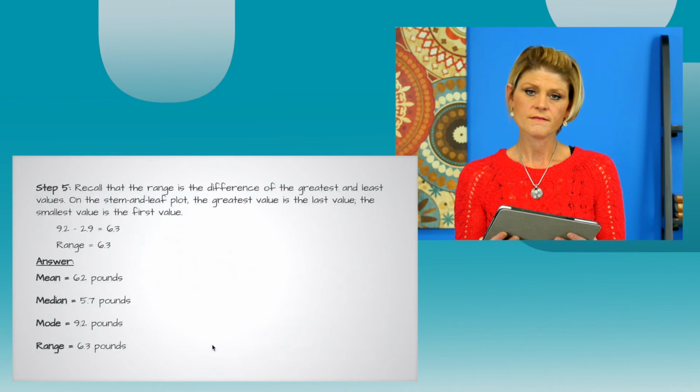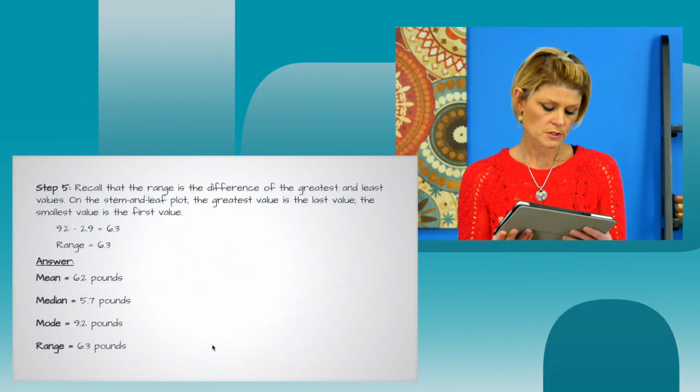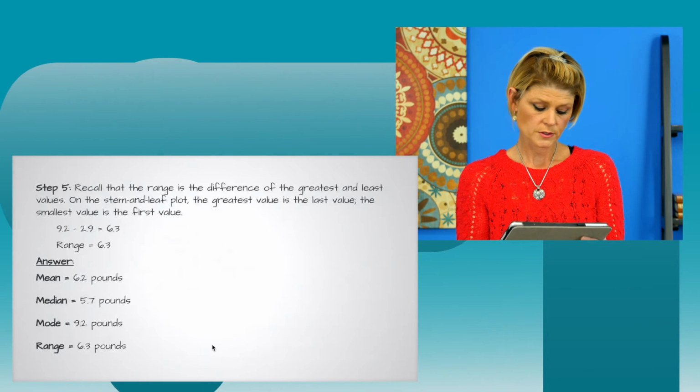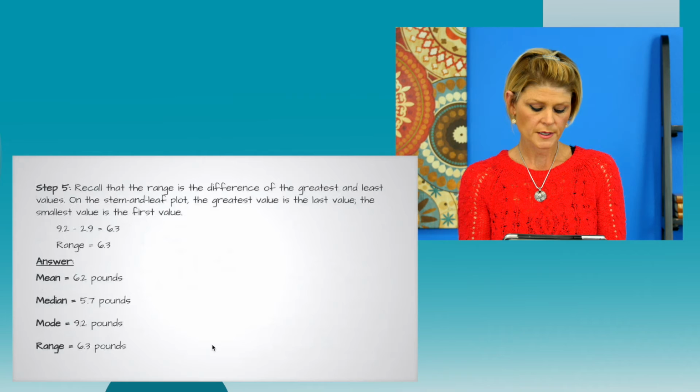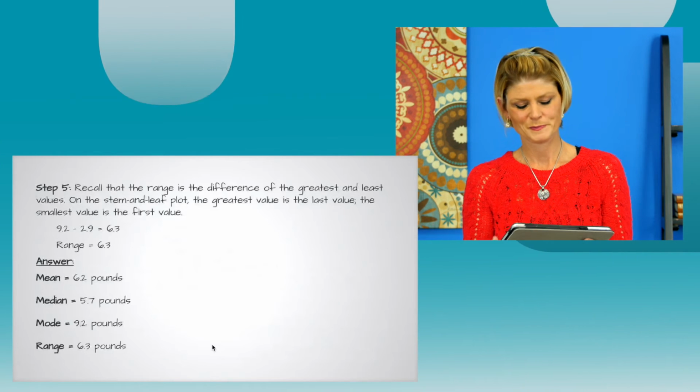So there we have everything we need to answer this question. The mean is 6.2 pounds. The median is 5.7 pounds. The mode is 9.2 pounds, and the range is 6.3 pounds.